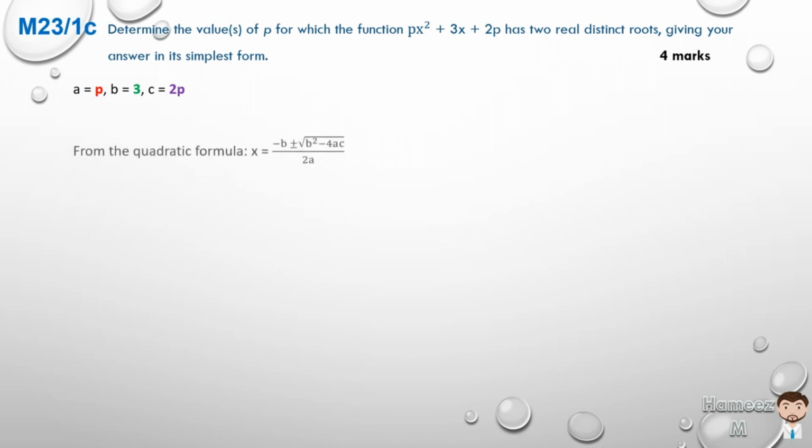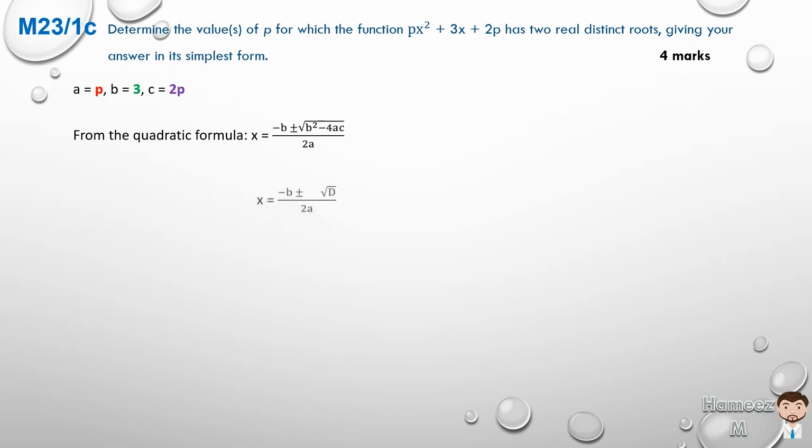So let's recall the quadratic formula. x is equal to minus b plus or minus the square root of b squared minus 4ac all over 2a. And from the quadratic formula, we can say that we replace b squared minus 4ac as d. So d is equal to b squared minus 4ac, which must be greater than 0 if we're going to have two real distinct roots. And we can simply substitute because we have them color-coded up above.